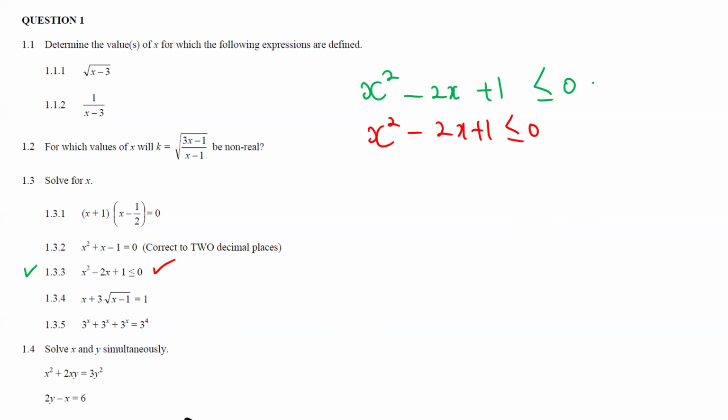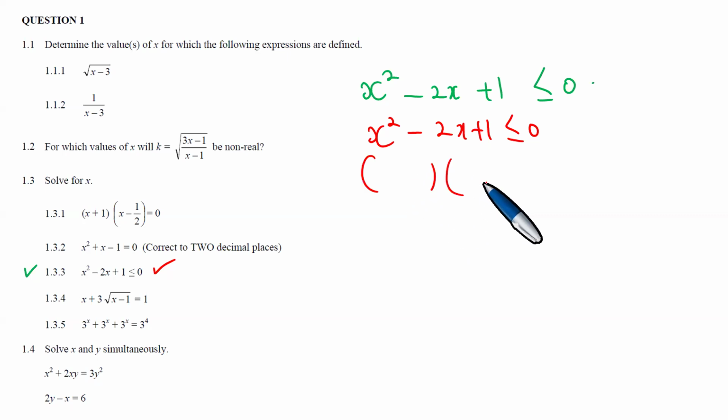What's the answer? I keep looking at the student. Okay, what do you think yourself, Tando? x is equal to 1. Why is x equal to 1? How? What did you do?